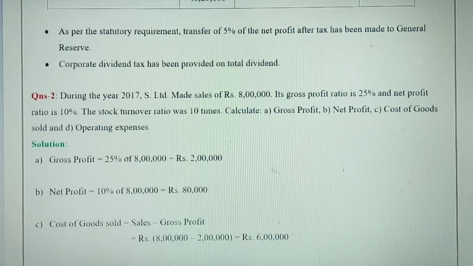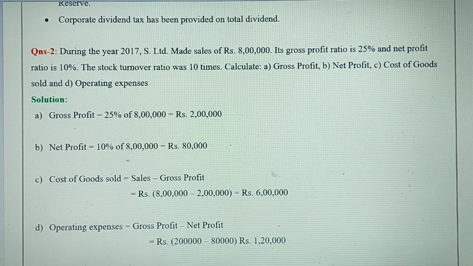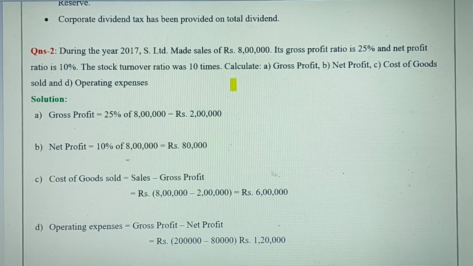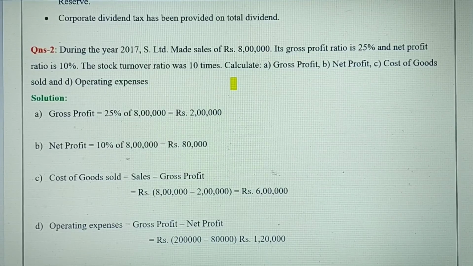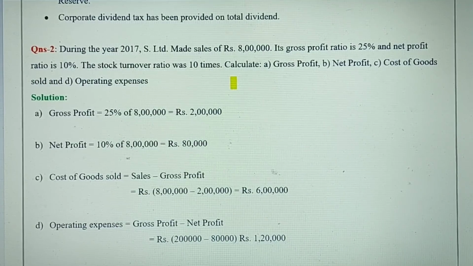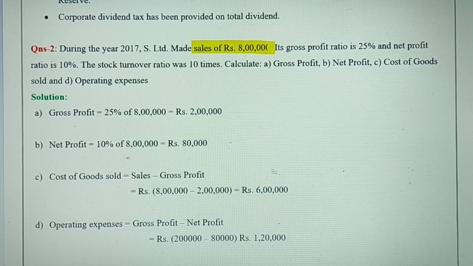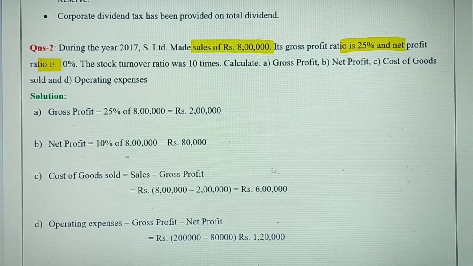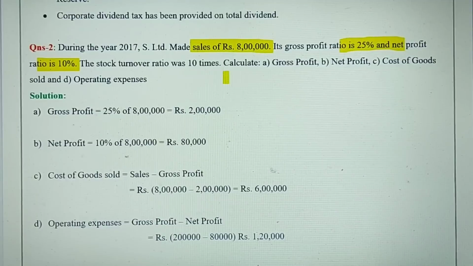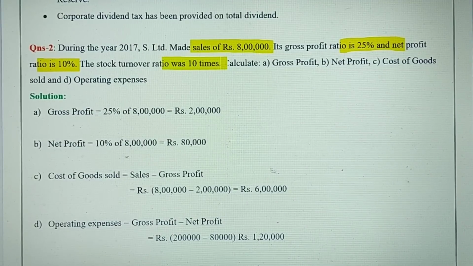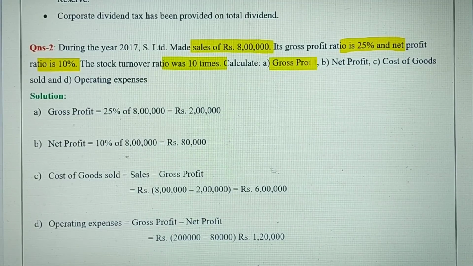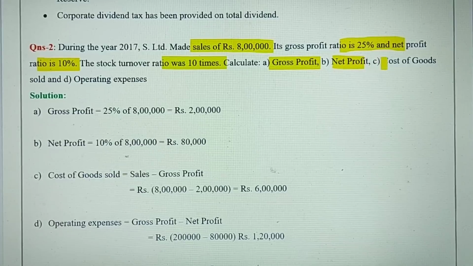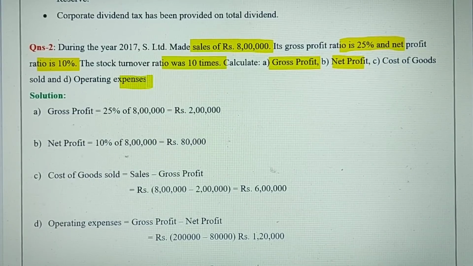Okay. Question number two. Now here this is on ratio analysis, and here sales figure are given 8 lakhs, gross profit ratio is given 25%, and net profit ratio is given 10%. The stock turnover ratio is 10 times, and you have to calculate all these things: gross profit, net profit, cost of goods sold, and operating expenses.